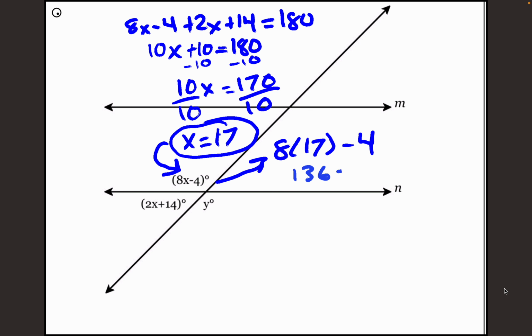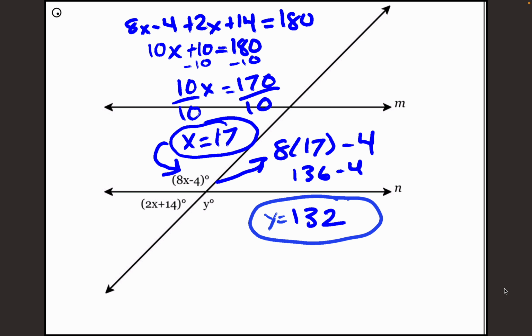136 minus 4. And is that our value of y? So y equals 132. Okay? Because these two are vertical angles, so they equal each other. All right? And that's pretty much what today is going to look like. We're going to do examples together just so you guys can get familiar with it.